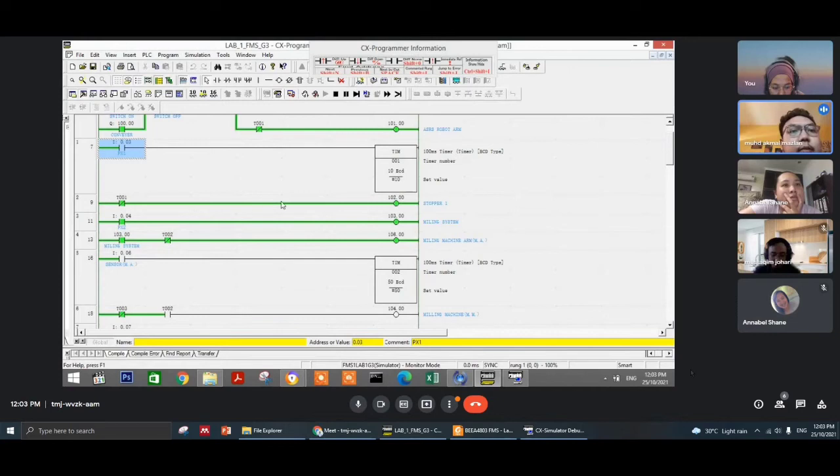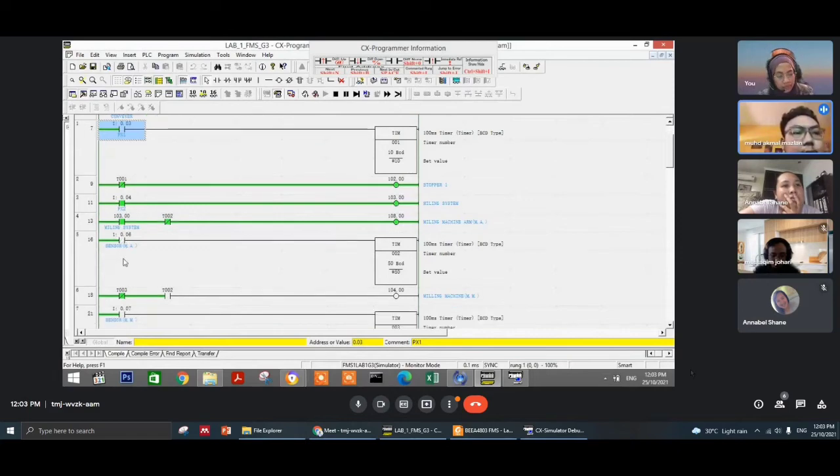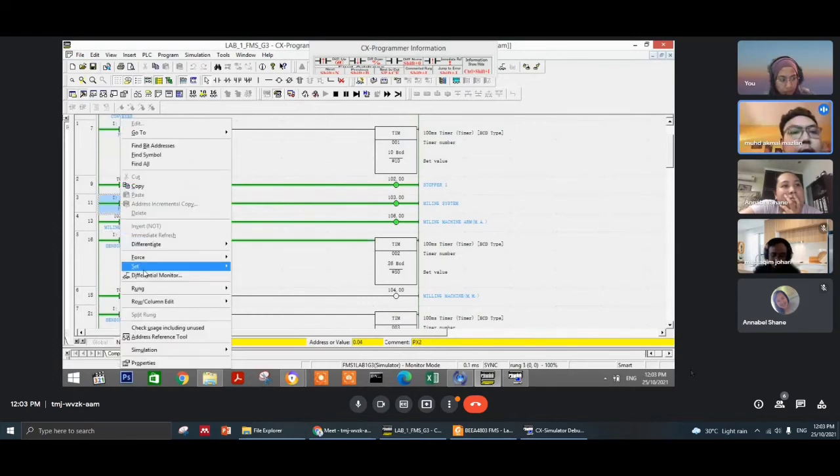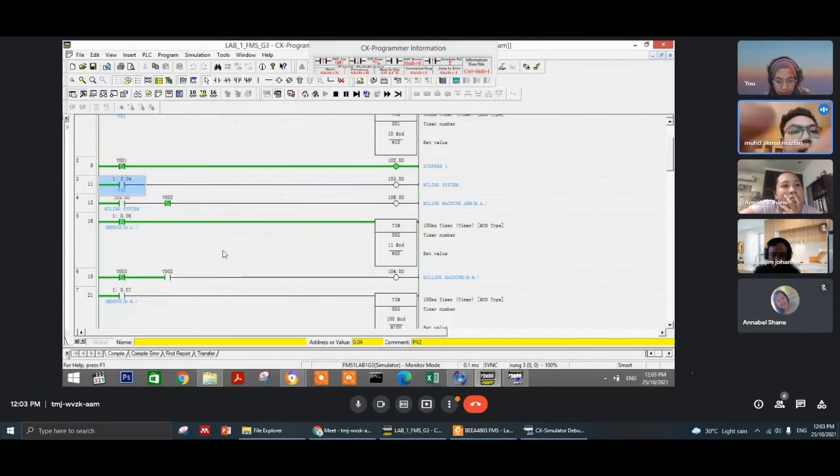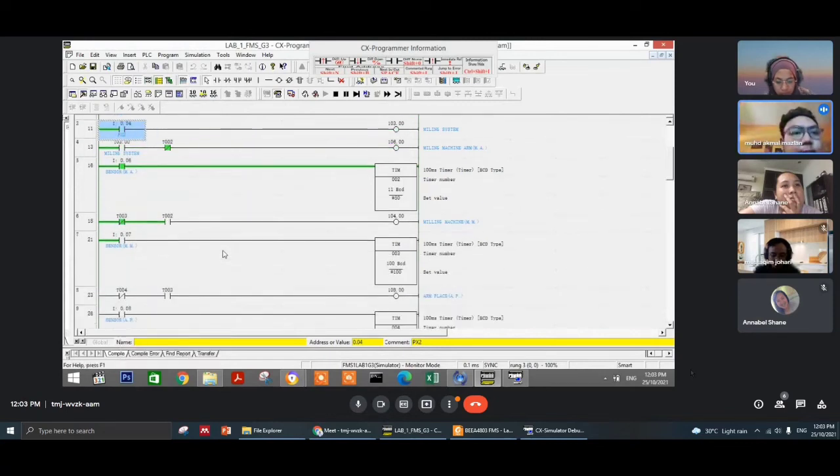Okay. Right now, the stopper 1 will turn on since there is no item at the PS1, and then PS2 will detect an item, so the milling system will turn on. Then after that, the milling machine arm, which is the robot at the milling machine, will pick up the product, and when the sensor of the milling arm detects that it contains a product, it will count the timer for it to be put at the CNC milling machine.